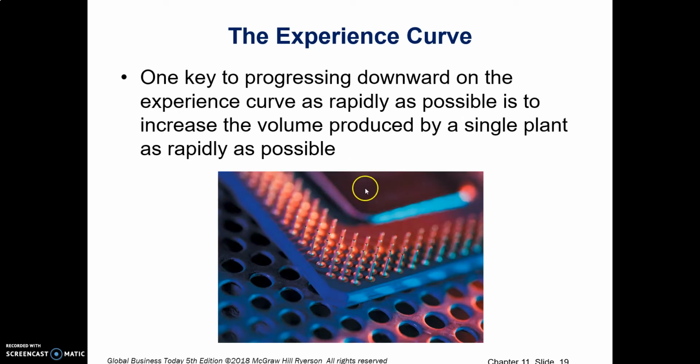One key to progressing downward on the experience curve as rapidly as possible is to increase the volume produced by that single plant as rapidly as possible. So you expand to a new market or expand within your market. You have a new facility or plant or some type of factory. Basically, you want to get that up and running as quickly as possible, produce as many products as possible, because your costs are going to come down as a function of your fixed costs over your output.